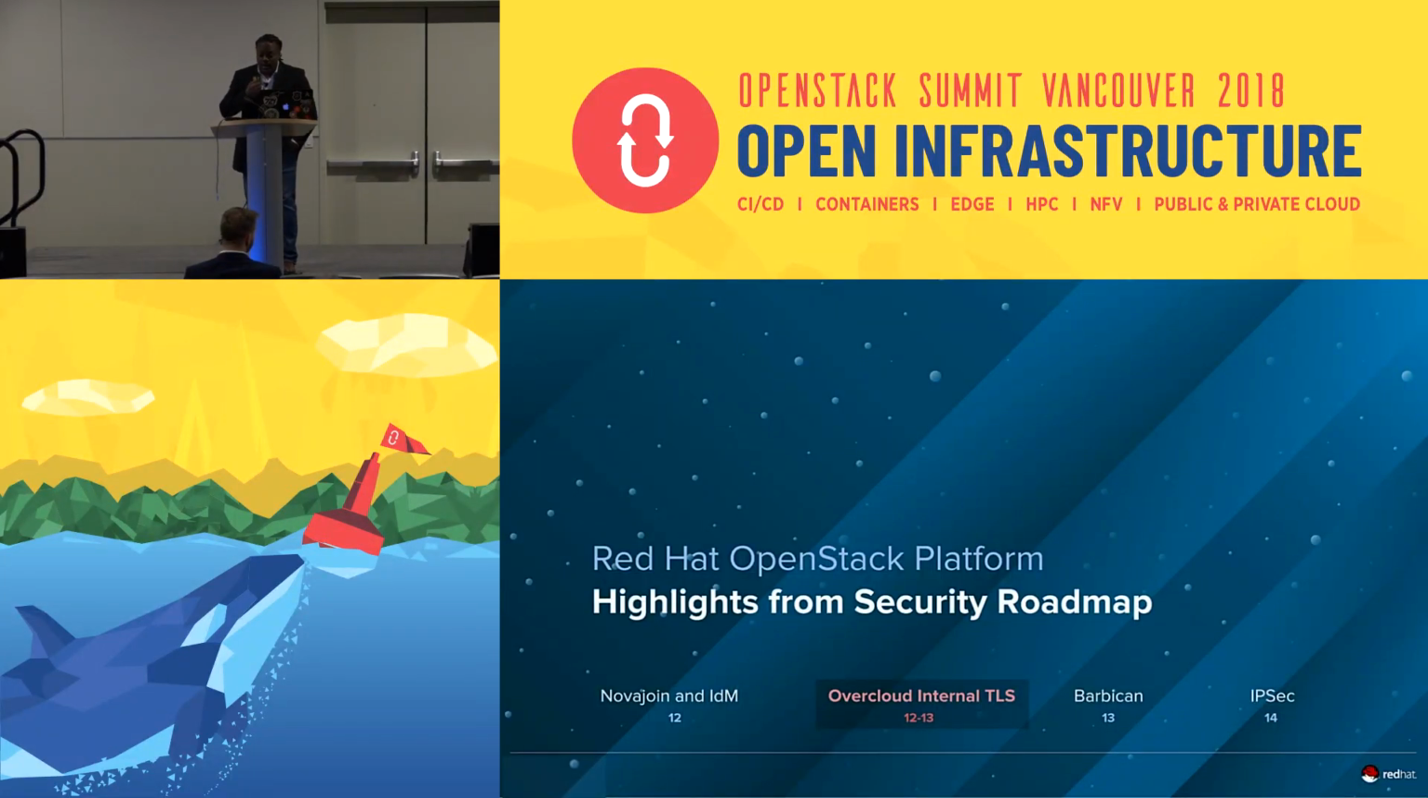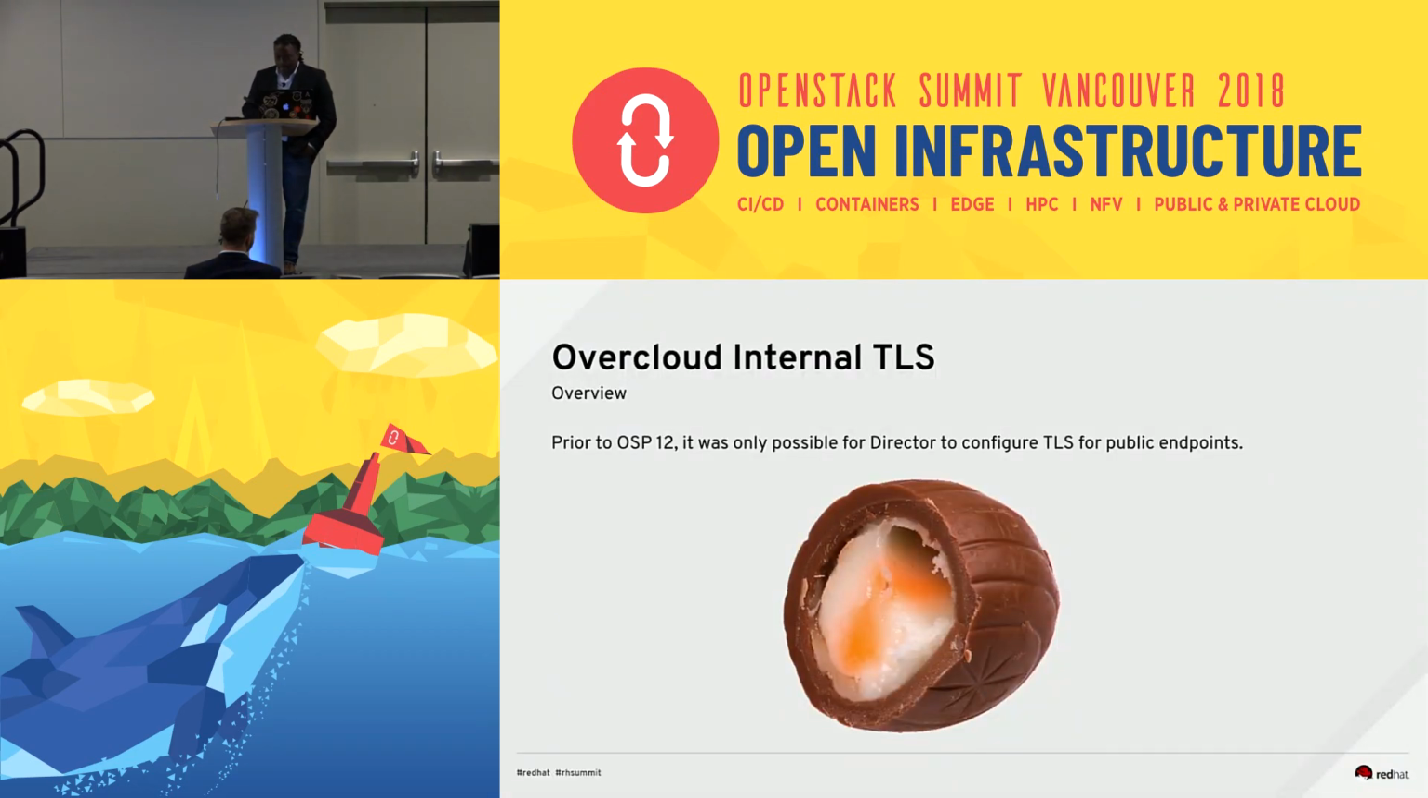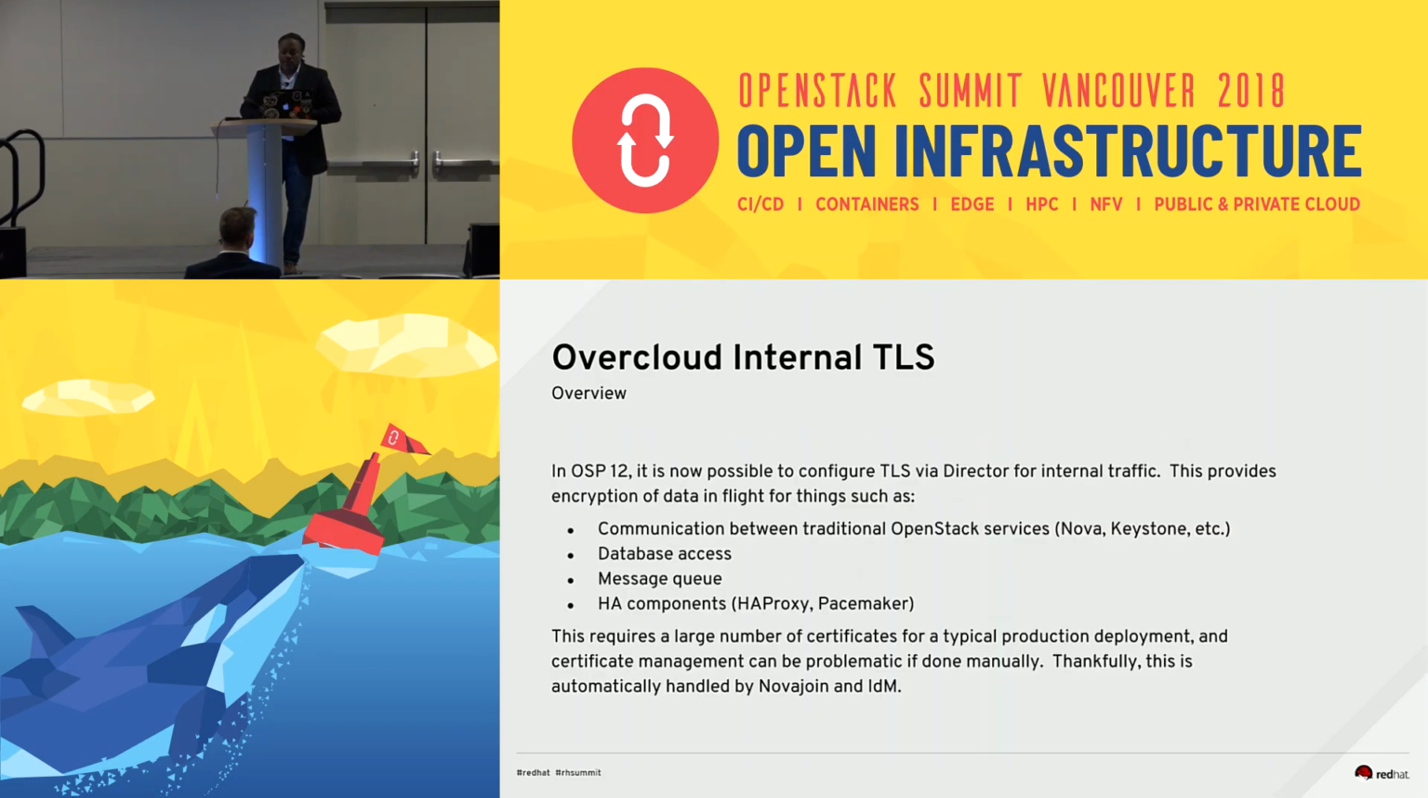Okay, so moving on. I'm going to talk about the internal TLS work. So before OpenStack Platform 12, we only had the edge of the cloud secured, and now we were pushing to do all the internal services. So that is ongoing. We all know how complex OpenStack is, and so some of these services have been really challenging to lock down, but we're making progress over time.